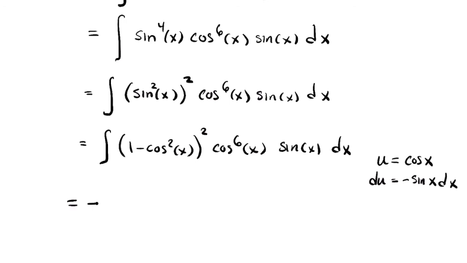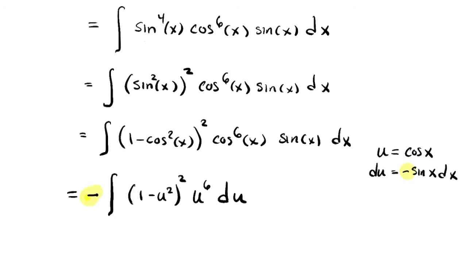So I have the opposite of the integral. Well, this would be 1 minus u squared squared. Cosine to the 6th is just u to the 6th. Sine x dx is opposite of du, and I already accounted for my opposite out there. Yeah, so I put the thing out front. So I get a polynomial in u again.